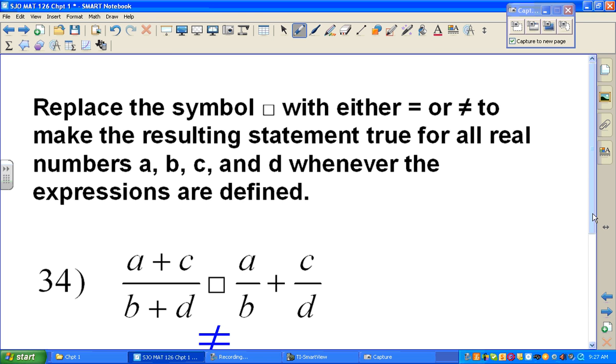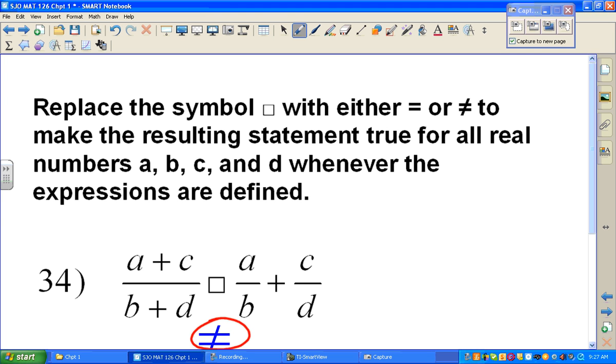Is this true? Oh, it looks like it's not true. A plus C divided by B plus C, does it equal AB plus C over D? Is that true? Why would you say no? Because it says so right here? That could be a typo. You never know.